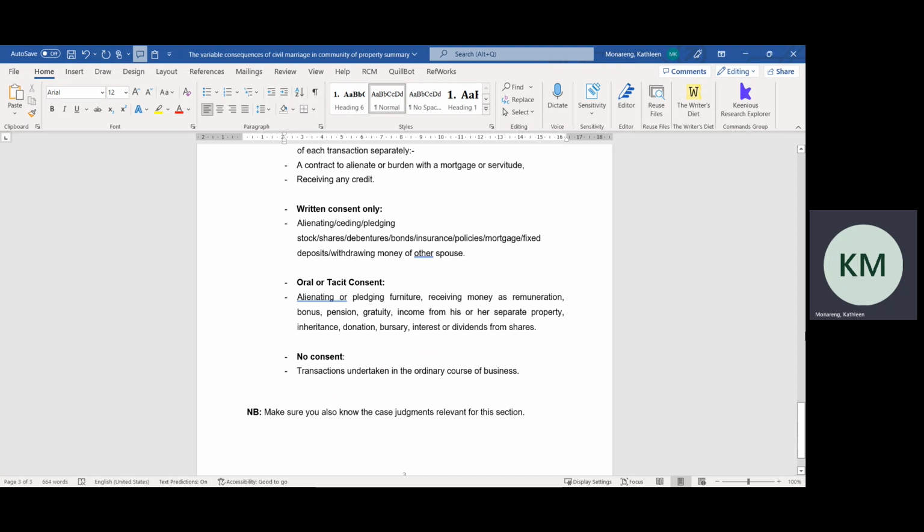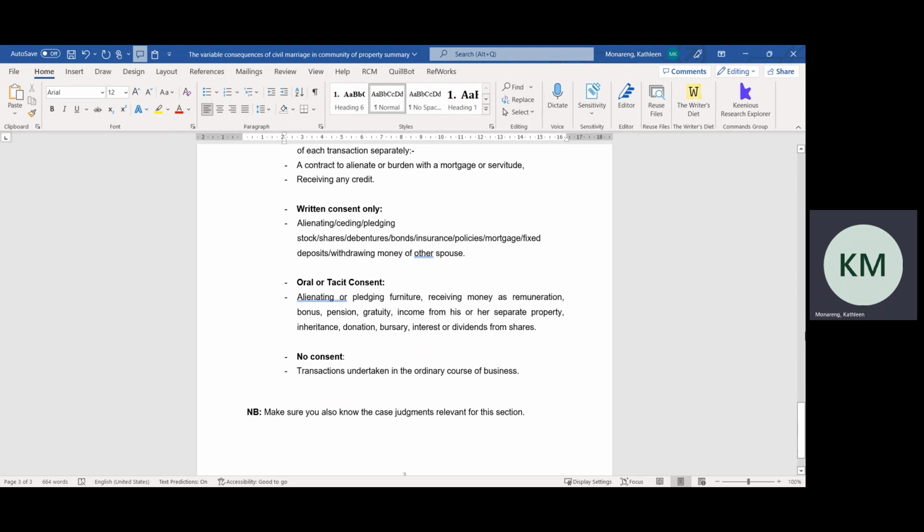And consent is not needed when a spouse does a transaction in the ordinary course of their business. For example, let's say spouses are married in community of property, and one spouse is a business owner, and in their business they are also a director. When they make decisions in their capacity as a director, they do not need the consent of their spouse.